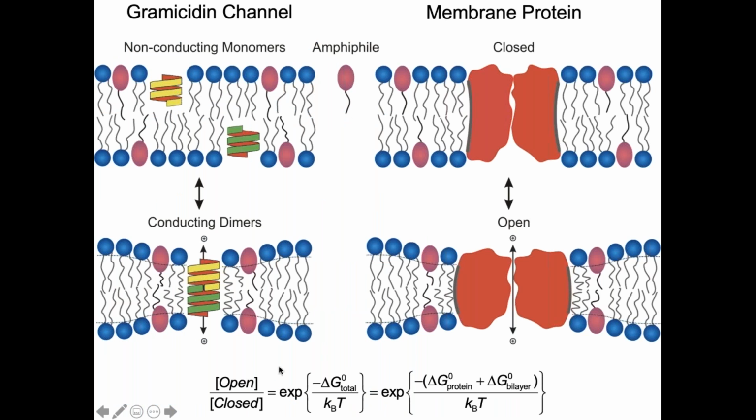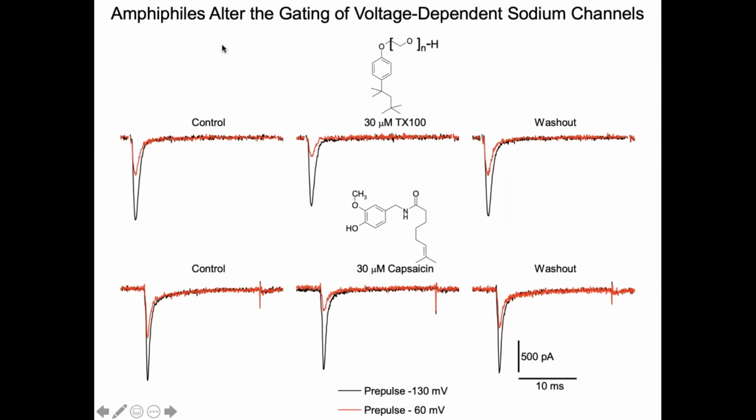Now, this is interesting from a purely biophysical point of view, because it raises a lot of questions. Some of them still remain unanswered, but you have to ask yourself, is this just a biophysical curiosity with the gramicidin channel, or is this a more general feature of amphiphiles? So we would like to see what happens when we have integral membrane proteins. We did experiments with voltage-dependent sodium channels that had been heterologously expressed. And here are the experiments, at the top with Triton and at the bottom with capsaicin.